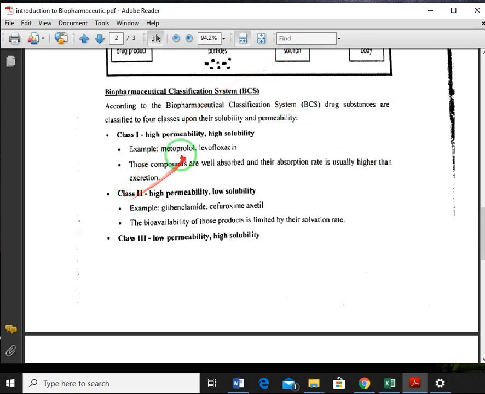In Class 1, examples are metoprolol and levofloxacin. Class 1 drugs are compounds that are well absorbed, and their absorption rate is usually higher than the excretion; highly soluble. Class 2 drugs, examples: glibenclamide, cefuroxime. Their bioavailability is limited by their solvation rate.